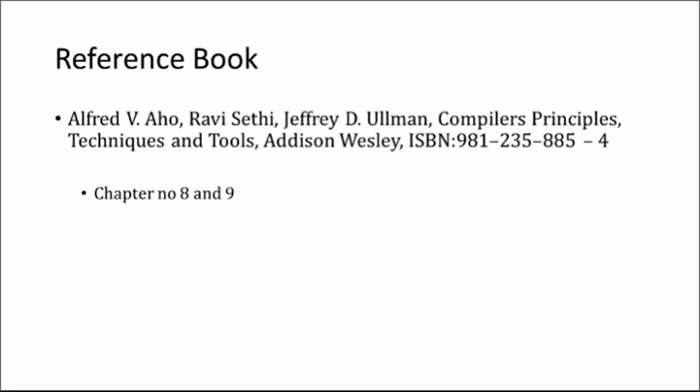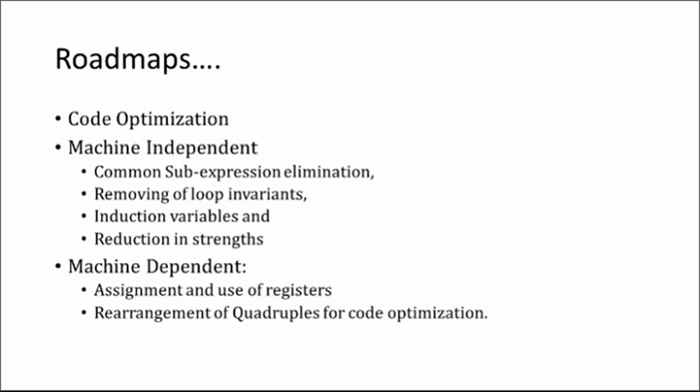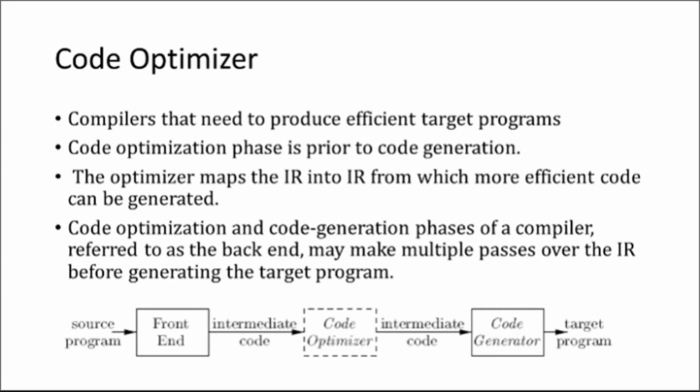We are going to refer to the Ullman-Sethi book, Compiler Principles, Techniques and Tools. Chapter number 8 is focused on code generation techniques, and a few contents of chapter 8 and chapter 9 are used for code optimization. So in today's lecture we are going to look at code optimization and the two different ways of code optimization: machine independent techniques and machine dependent techniques.